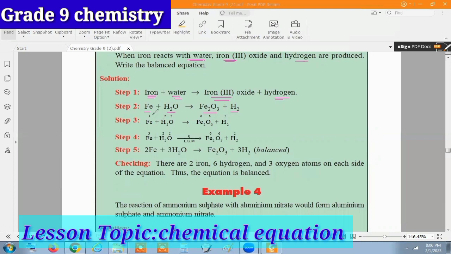Then the next step is to write the valency of each group. For iron 3, for hydrogen 2, for oxygen also 2. Hydrogen, its valence is 1, but the total number of hydrogen here is 2. Now we have to multiply 2 by 1, it becomes 2. For oxygen, it becomes also 2.